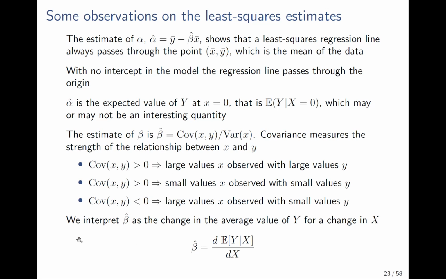We interpret beta as the change in the average value of y for a change in x. So it is this relationship here. What it's telling us is, how does the average value of y change as x changes? If it's negative, it means that as x is increasing, y is falling. If it's positive, it means that as x is increasing, y is also increasing.